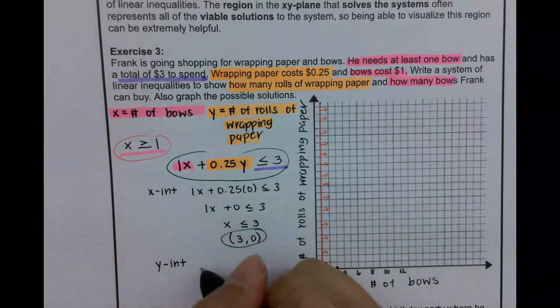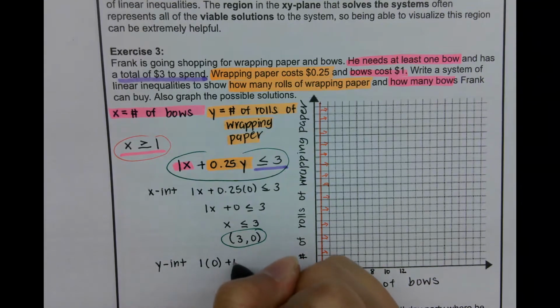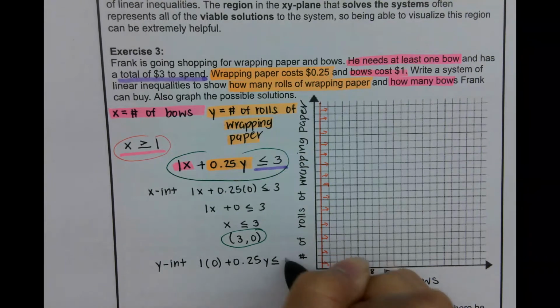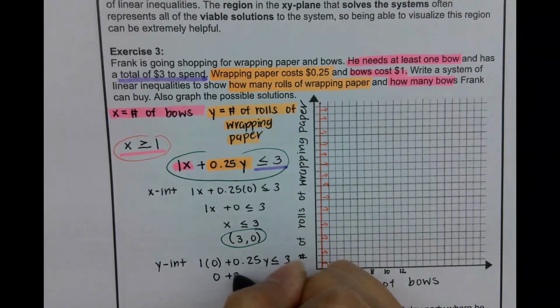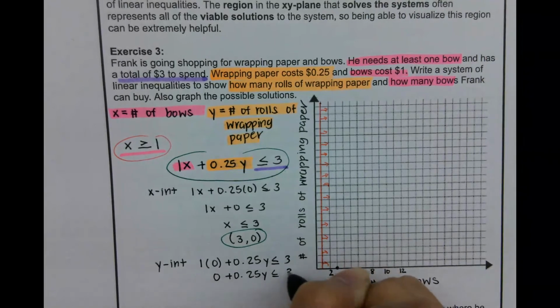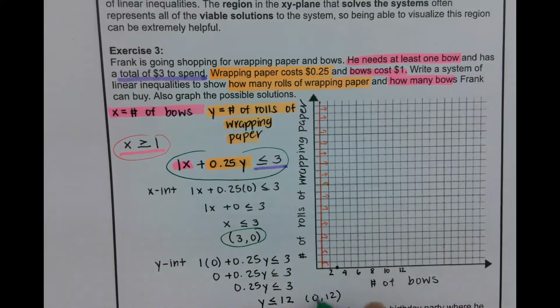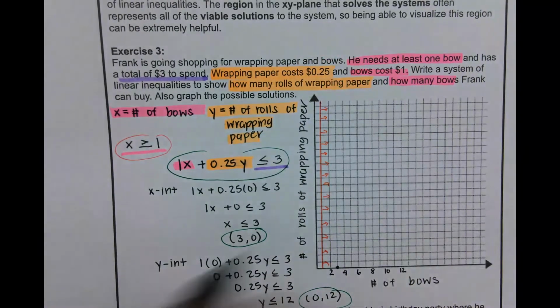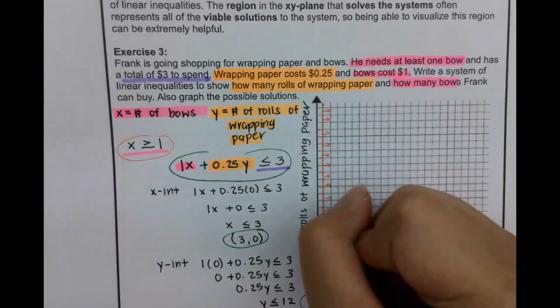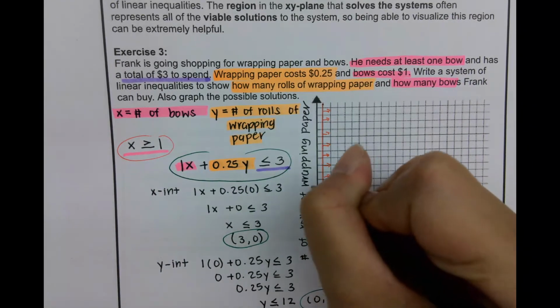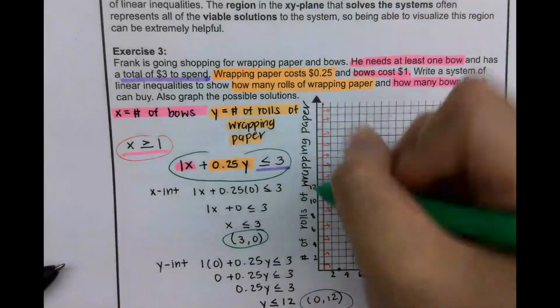Okay, so that's when I plug in 0 for x. So this is 0 plus 0.25y. That means 0.25y is less than or equal to 3. And when I divide by 0.25, that gives me 12. Okay. And so that means my y-intercept here is (0, 12). So if I label this 2, 4, 6, 8, 10, 12, my y-intercept is here.